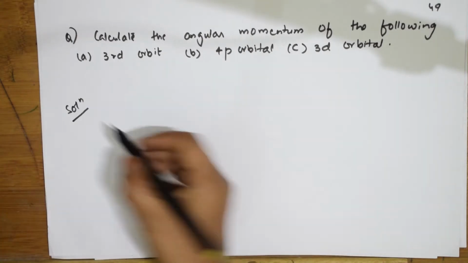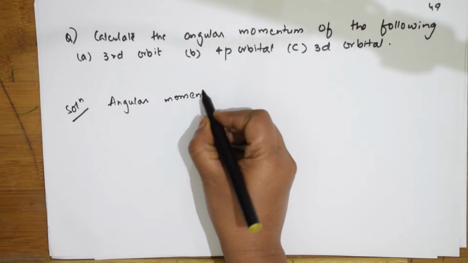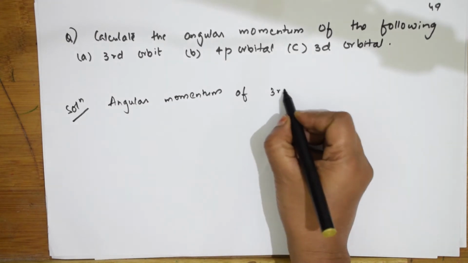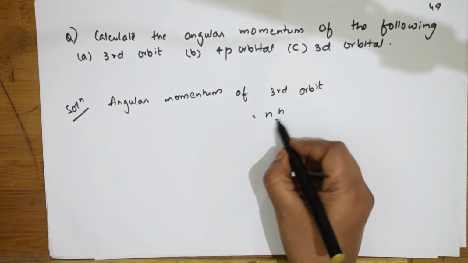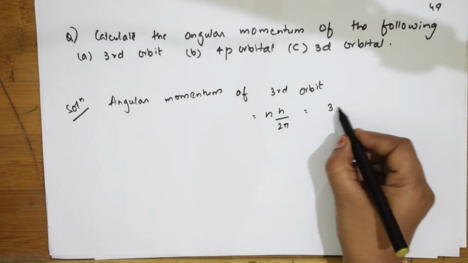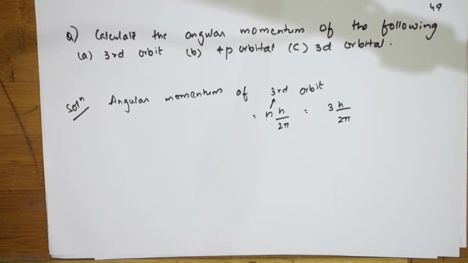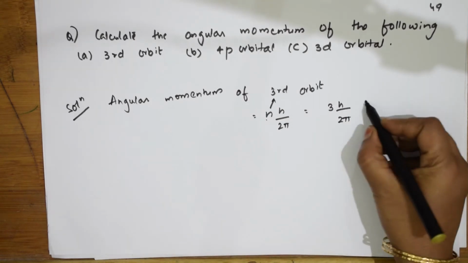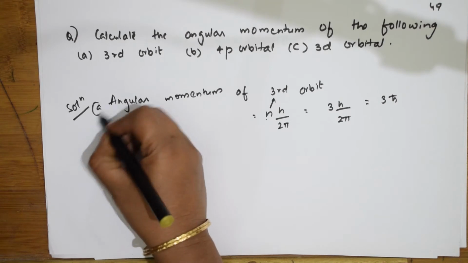So angular momentum of third orbit, let us write it. It should be an integral multiple of nh by 2 pi. Now what is n here? It is nothing but 3. N is 3, isn't it? So it is 3h by 2 pi. Yes, 3h by 2 pi. So I can write it like this, or I can just write it as 3h. Fine.